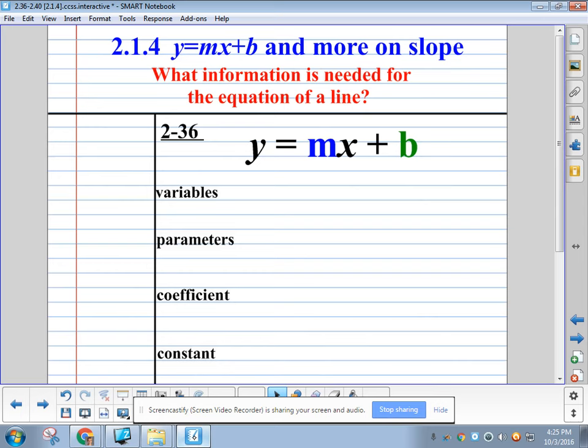Okay, we have a little bit of vocab here that we need to learn today in this lesson. So we talked about variables, parameters, coefficients, and constants, and I want to make sure that you understand what is what. So if we are looking at the equation y equals mx plus b, our variables are the x and the y. These are the inputs and outputs. They are quantities that can change. That's what makes them variables.